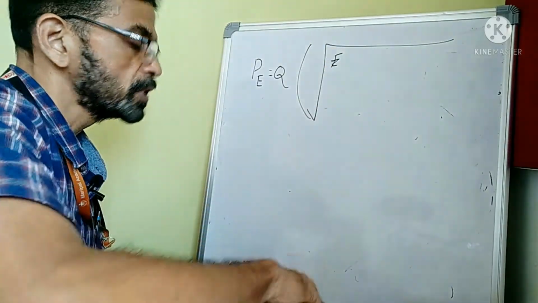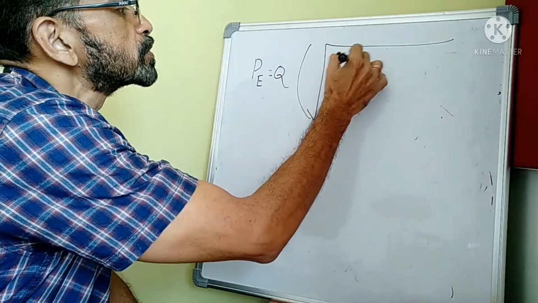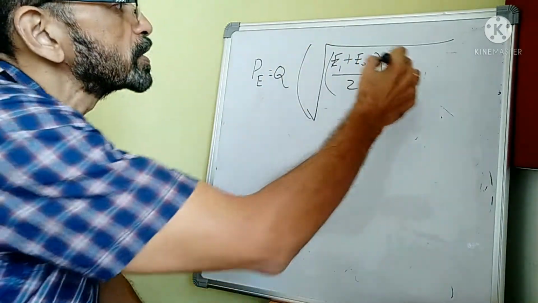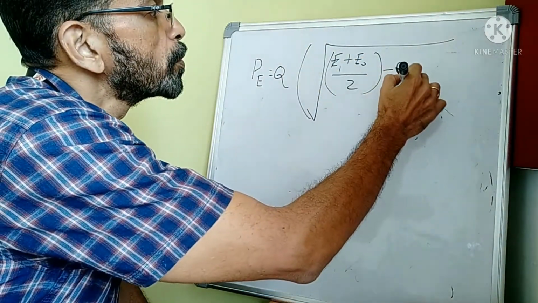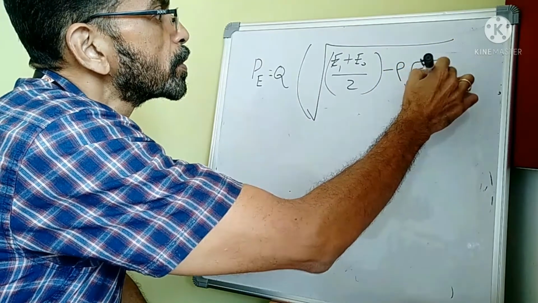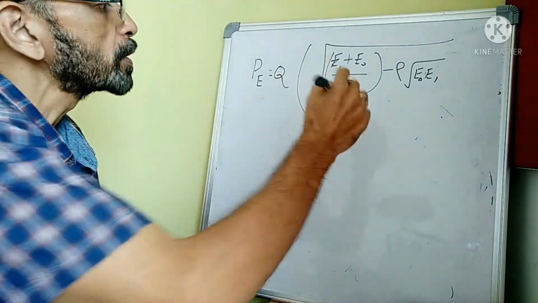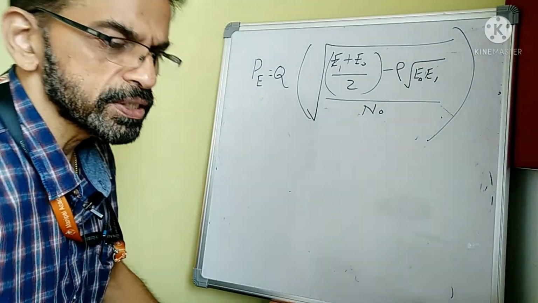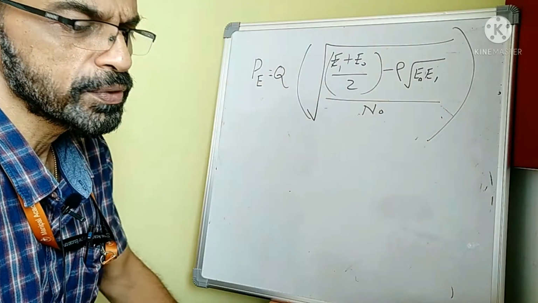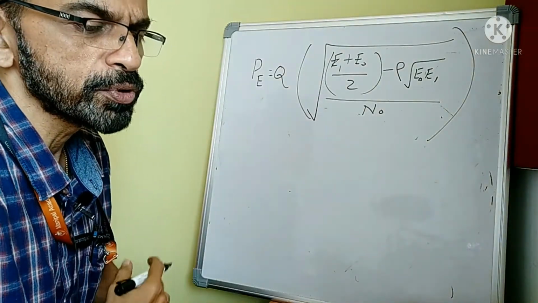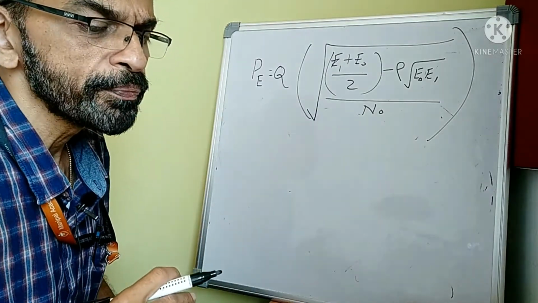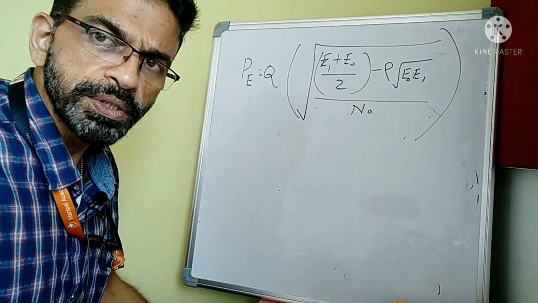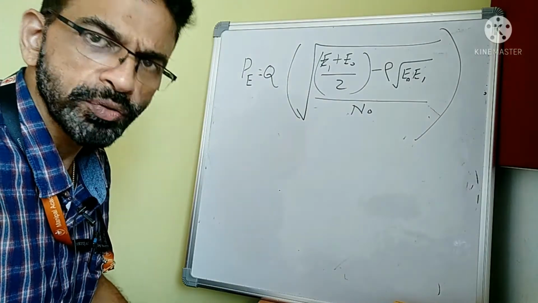as we derived: (E1 + E0)/2 minus rho root E0 E1, divided by N0. E1 and E0 correspond to the energies of the two signals S1(t) and S0(t), and these two signals correspond to the hypotheses H1 and H0 as we discussed earlier already. Rho is the correlation coefficient between the signals S1(t) and S0(t), and N0 by 2 is the two-sided power spectral density of the additive white Gaussian noise.